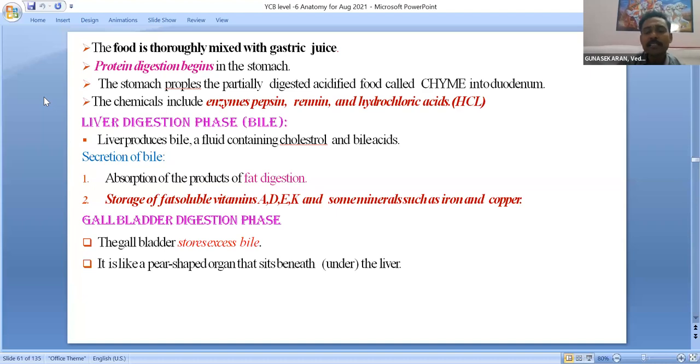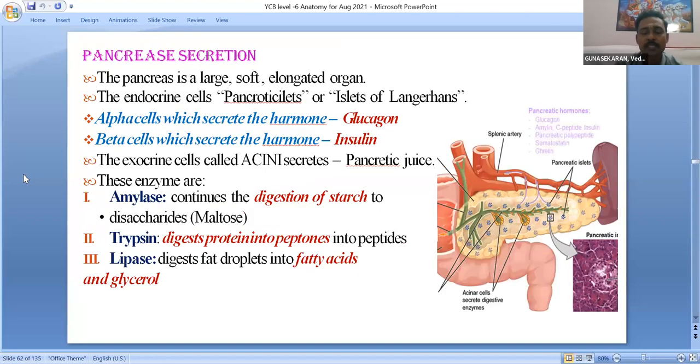The examiner will ask about this area. What are the water soluble vitamins, and what are the minerals involved in the digestive system? Like this, some questions. Another question will come. This is related to the endocrine system, but you should study it here only. That will be enough, and it will be used in the future also. This is the pancreas. The pancreas is one of the important glands.